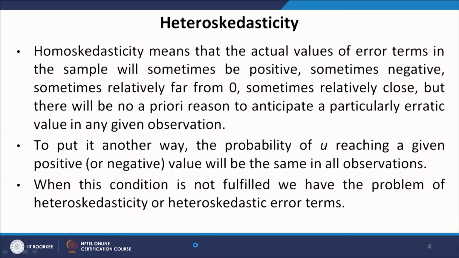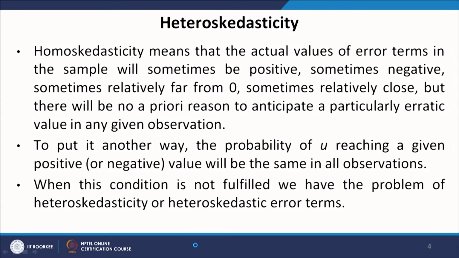So, first of all, we have already introduced homoscedasticity. Homoscedasticity means that the actual values of the error terms in the sample will sometimes be positive, sometimes negative, sometimes relatively far from 0, sometimes relatively close, but there will be no a priori reason to anticipate a particular erratic value in any given observation.